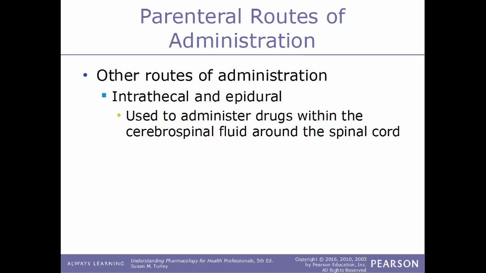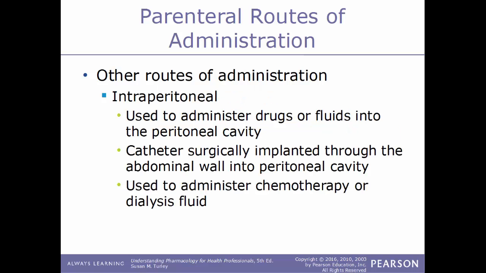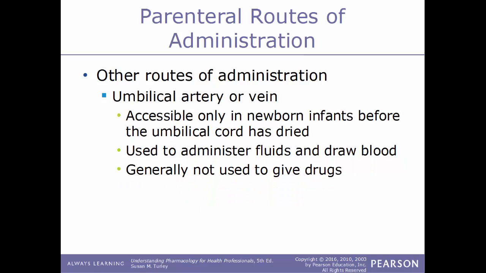Some other routes, intrathecal and epidural. These are used to administer drugs within the cerebrospinal fluid that surrounds the spinal cord. The intraperitoneal route is used to administer drugs or fluids into the peritoneal cavity. Here you have a catheter that's surgically implanted through the abdominal wall, which leads into the peritoneal cavity. This can be used to administer chemotherapy drugs or dialysis fluid. Some other routes use the umbilical artery or umbilical vein, accessible only in newborn infants before the umbilical cord has dried and fallen off. This is used to administer fluids and also to draw blood, and is generally not used to give drugs.